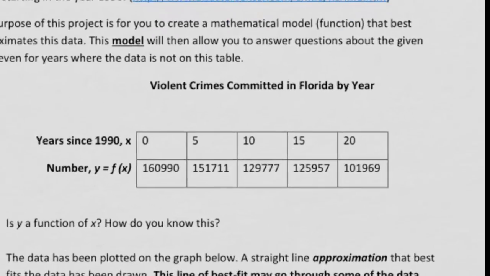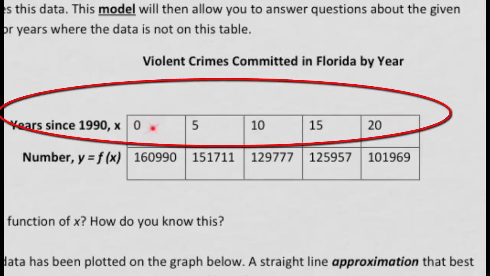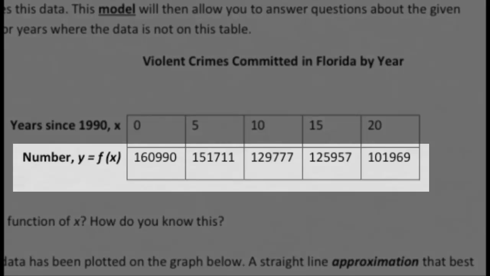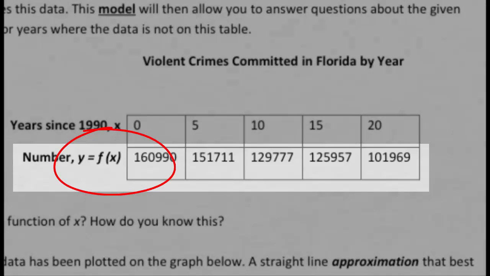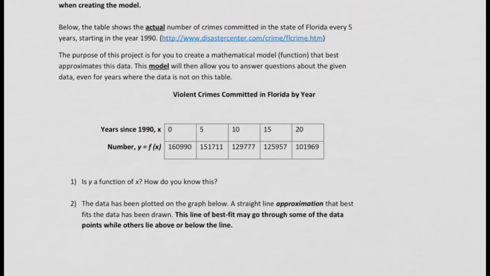First of all, you're given a table. This is an XY chart. So you have your X values right here. You have your Y values here. We're also going to start using the notation f of x instead of y. So a function evaluated at x. So there's a graph where they've plotted the approximations.